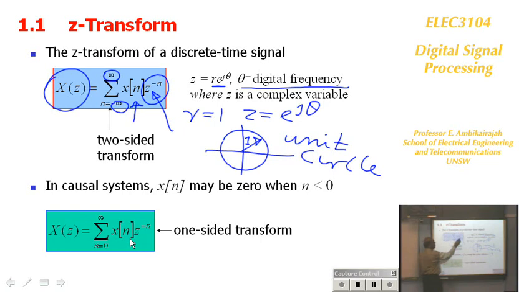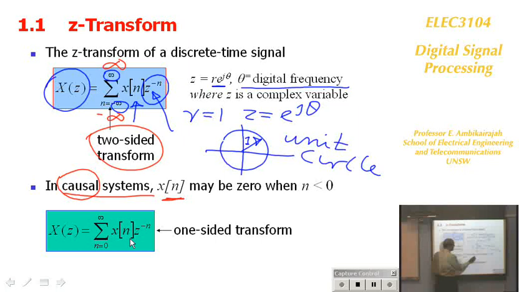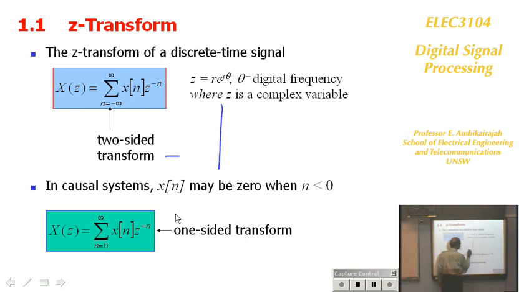The definition of this transform is called the two-sided transform because it goes from minus infinity to plus infinity. And if you have a causal system, that's probably a name that you haven't come across. I'm sure you have done systems and circuits and you have come across it. In a causal system, x[n], the signal, is zero when n is less than zero. We have done this in chapter 2. If this is your signal, that part is all zeros. That's a causal system. If you take a non-causal system, you will find the signal there, and also in the negative part you have got a signal value. Then this is a non-causal system.